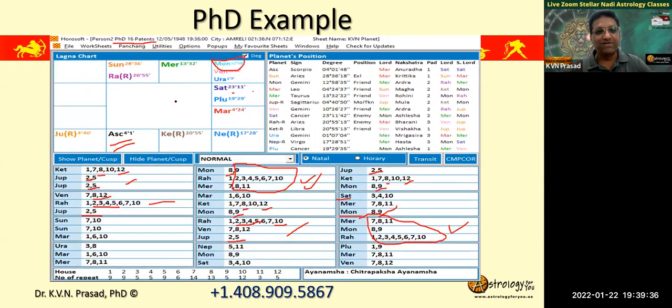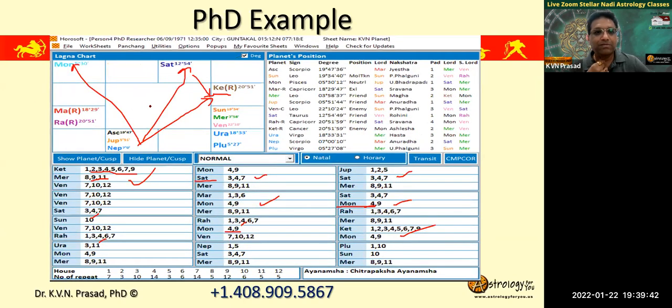Sir, on the previous charts we didn't see a Jupiter connection. Sir, in the last situation, Jupiter is aspecting Saturn. Does it mean something to do with the house? Yeah, house also, like the example you were telling.